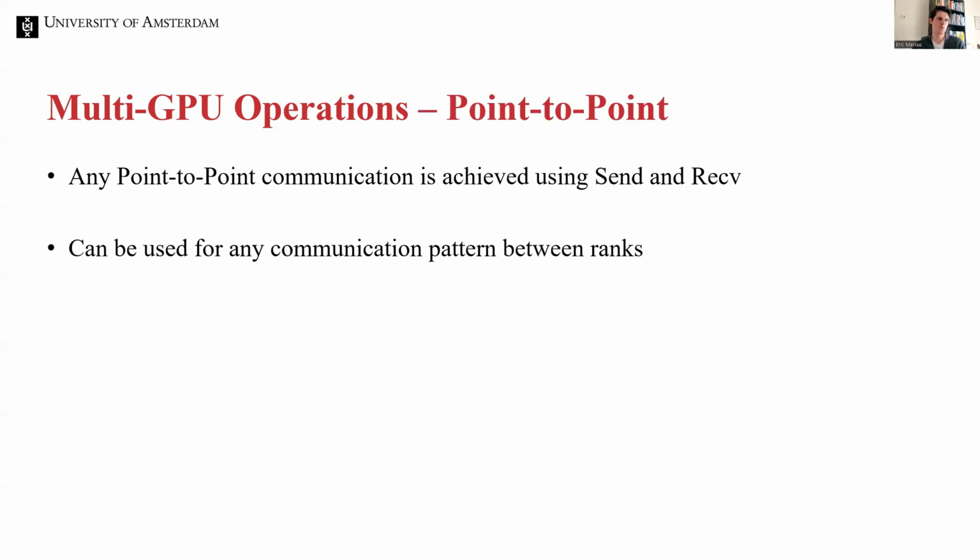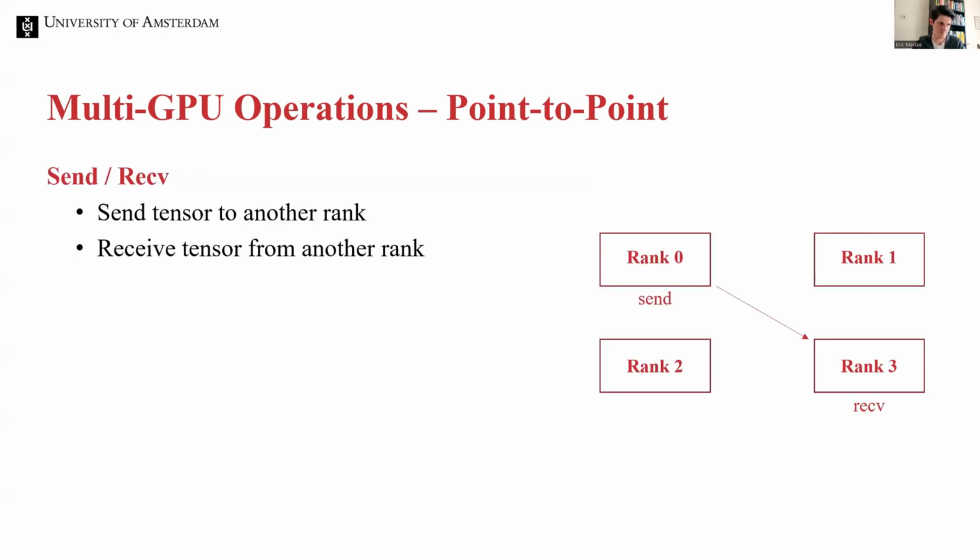Now I want to move on to point-to-point communication. This is the most basic operation that we can do between multiple GPUs. Any point-to-point communication, as the name may already suggest, just consists of sending something and receiving something. Those are the two operations, and they can be used in any kind of pattern or form.